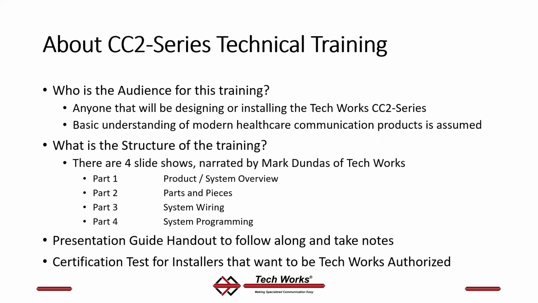The structure of the training is this particular CC2 series is a 4-part training. So this part is part 2, the parts and pieces. There is a presentation guide handout available online if you'd like to print that out and follow along. And there's also a certification test, which you can fill out and send to us, and we will review it. And if you pass the test, we'll give you a certificate of authorization after you pass all 4 parts. Again, to get certified, you have to pass all 4 parts of this training.